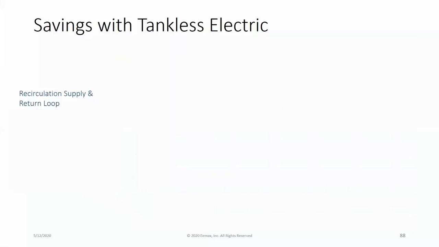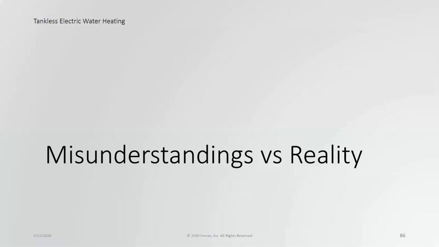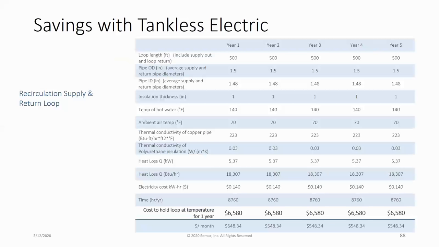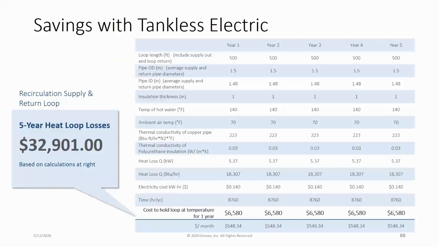So one of the misunderstandings versus reality. A lot of times we hear you don't save money with tankless. There's a huge potential to save money utilizing electric tankless. When we talk hot water distribution, we've got recirculation versus point of use. This chart represents a recirculation loop of a 500-foot loop, circulating 140-degree water through 1.5-inch piping with 1 inch of insulation, paying 14 cents a kilowatt hour.